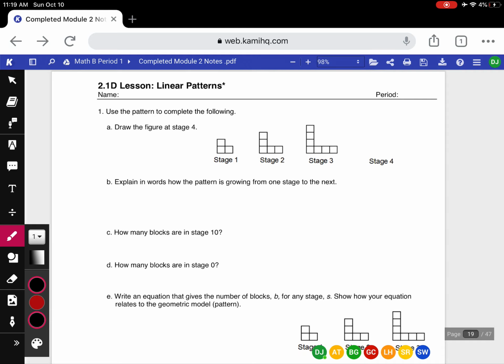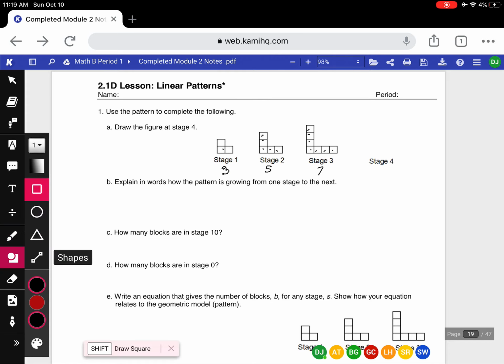So when I look at these stages, I want us to notice that on stage 1, I have 3 blocks. Stage 2, I have 5 blocks. Stage 3, I have 7 blocks. If you could guess how many blocks would be on stage 4, the answer would just be 9. So going up and down, I'd have another fifth one.